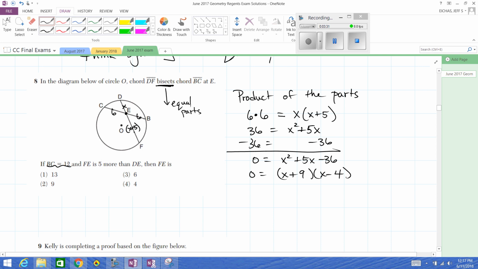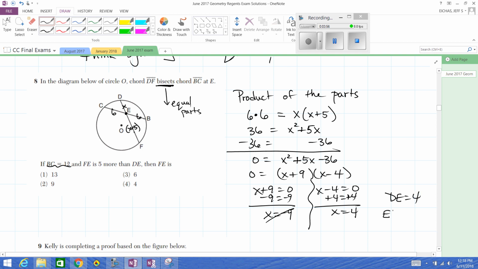Okay, x plus 9 times x minus 4 would produce this trinomial. Now we say either x plus 9 is 0 or x minus 4 is 0. The reason we have to get rid of this one is because we can't have a negative for a length. So x is 4 and so DE is 4 and EF is 9. Now which one do they want? They want EF. Okay. The algebra kind of gets in the way.